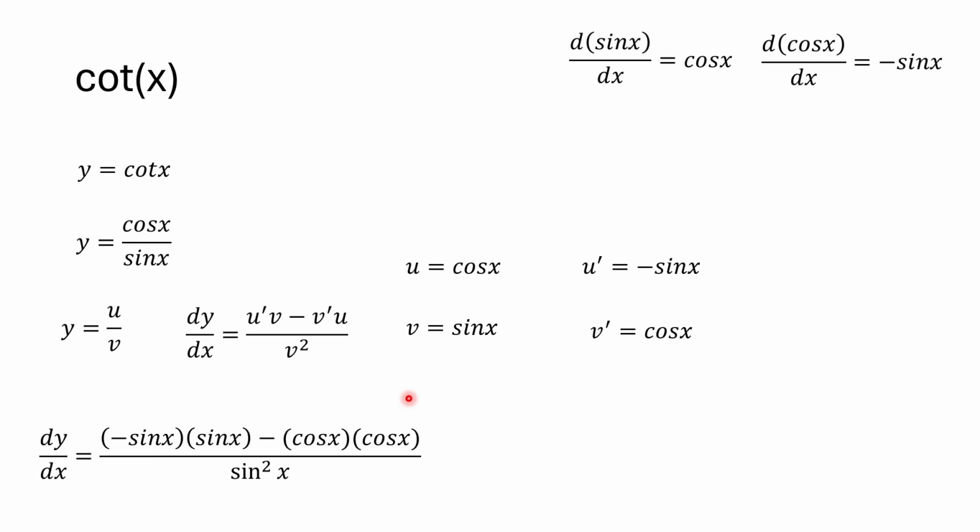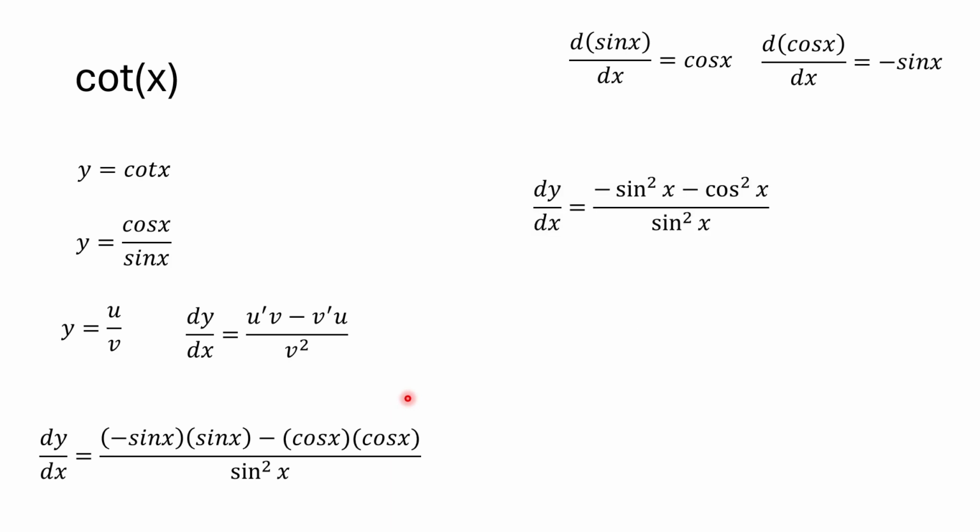That's a mouthful. Which you can then, if you multiply the brackets out, you get minus sine squared x minus cos squared x over sine squared x. Which we can just write as minus 1 on the numerator, and that's because if you factor out minus 1, you'll be left with sine squared x plus cos squared x. So that's just minus 1 over sine squared x, which you can then write as minus cosecant squared x. There you go. So cot x differentiates to minus cosecant squared x.